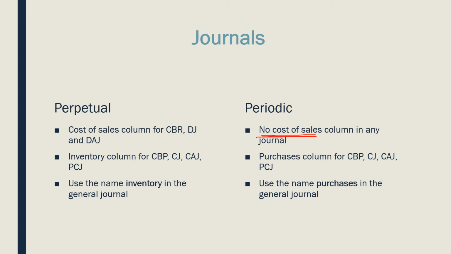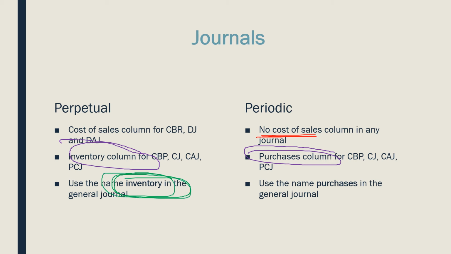In the other journals where we work with inventory, so the CBP, the CJ, CAJ, and PCJ, we have a column for inventory for any purchases of stock. In the periodic system, in those same journals, the column name changes to purchases. And lastly, when we do general journal entries, they love to trick you at this point. When we have the drawing of stock or the contribution of inventory, whenever we work with inventory, please use the name inventory in your journal entry. In the periodic system, please use the name purchases.